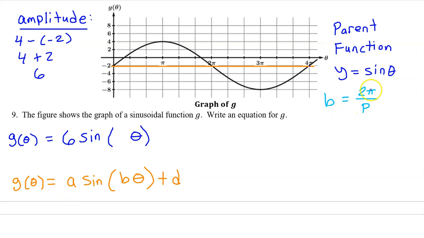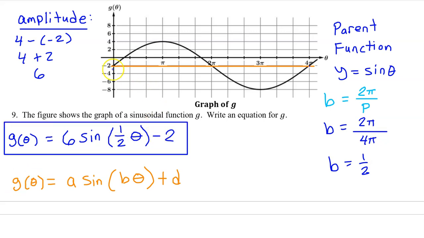The b value is 2 pi divided by the period. In this case, we notice that the period is 4 pi. So b will equal 2 pi divided by 4 pi. The pi's cancel out, leaving 2 over 4. So the b value reduces to 1/2. And we slide the 1/2 right in here. Finally, the d value just comes from the midline. So we finish off the equation with a negative 2.